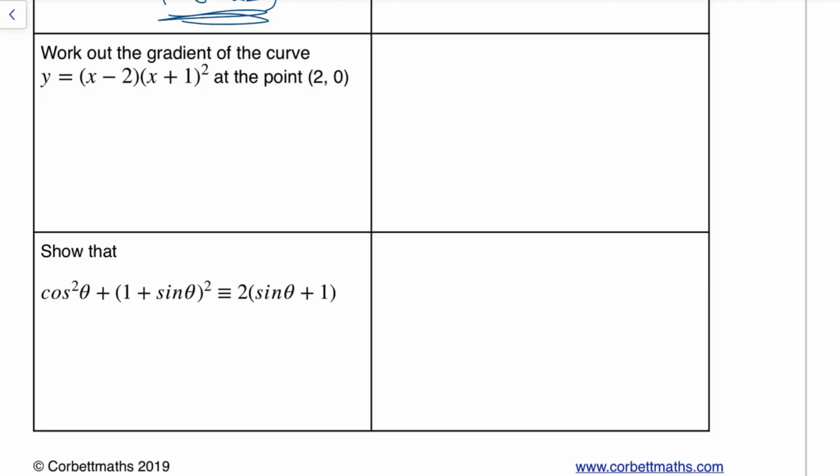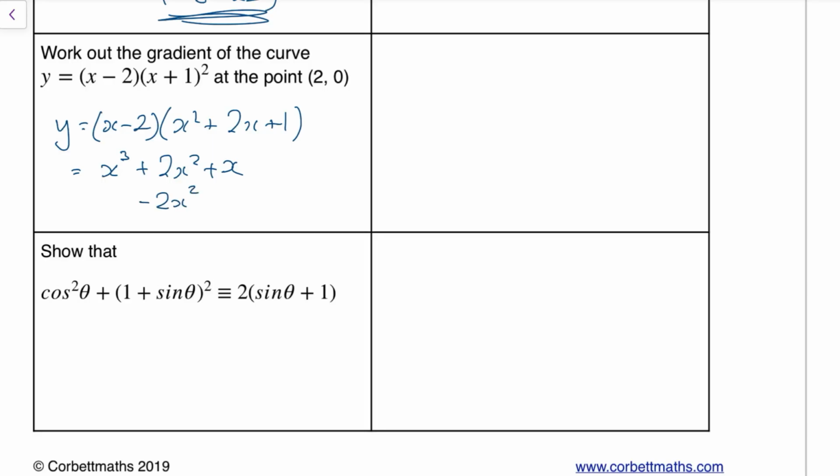Next one. Work out the gradient of the curve. It gives me a curve at the point now. I'm pausing because I can do it without expanding it, but I don't think you will have been taught how to do this yet. So I'm just going to expand it. So that's going to be x minus 2 times x squared plus 2x plus 1, which if I expand it gives me x cubed plus 2x squared plus x. Then multiplying it by minus 2, so minus 2x squared minus 4x minus 2. And if I add these together, that gives me y is equal to x cubed. 2x squared minus 2x squared goes away. x minus 4x is minus 3x. And I've got minus 2.